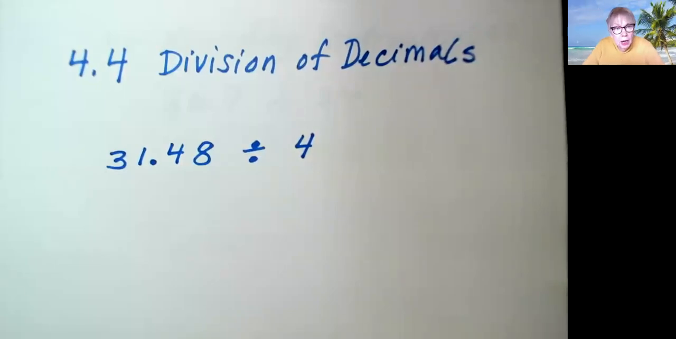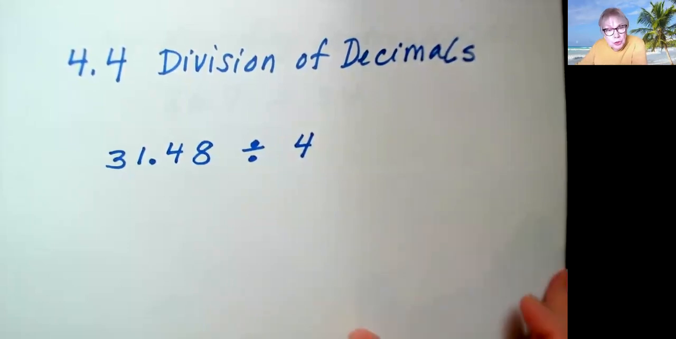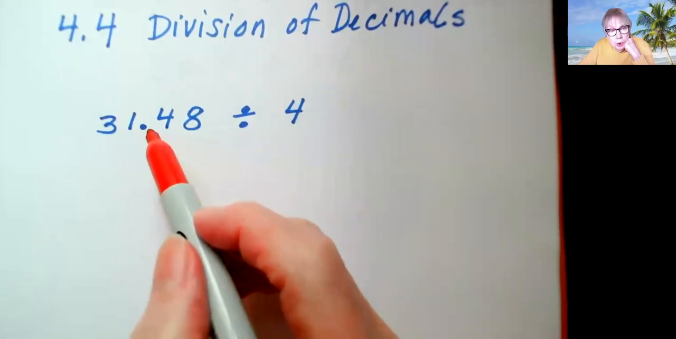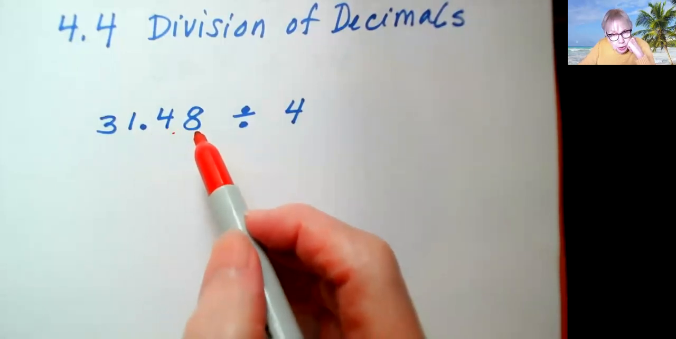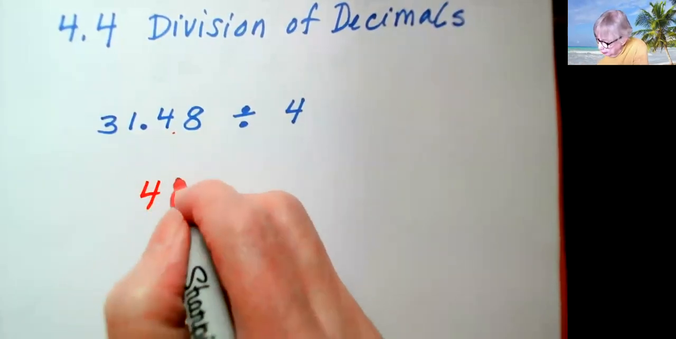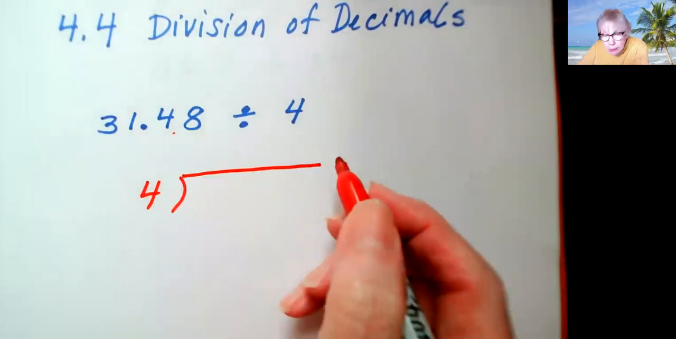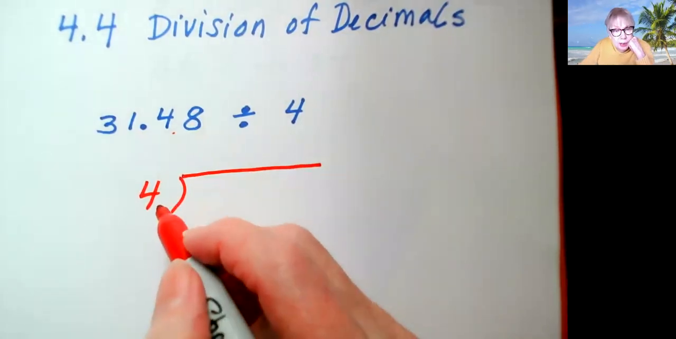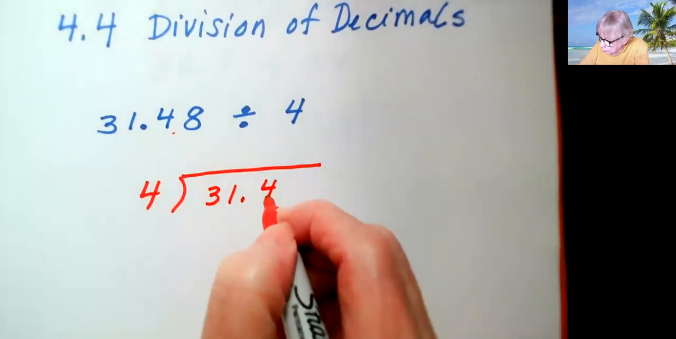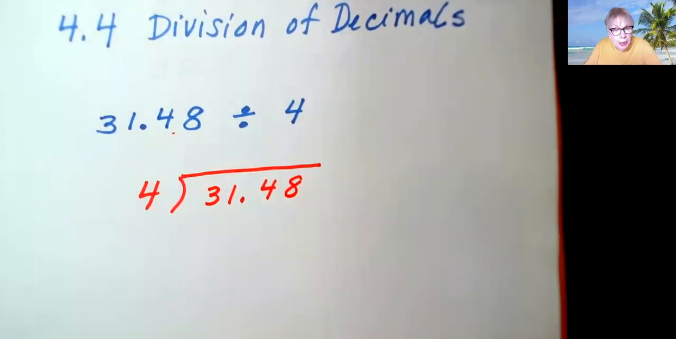Hi there, this is section 4.4, and then also it'll be the next section. This is about division of decimals. I just want to remind you, this problem is 31 and 48 hundredths divided by 4. If that's the way the problem is listed, then the 4 is outside and the 31.48 is on the inside.